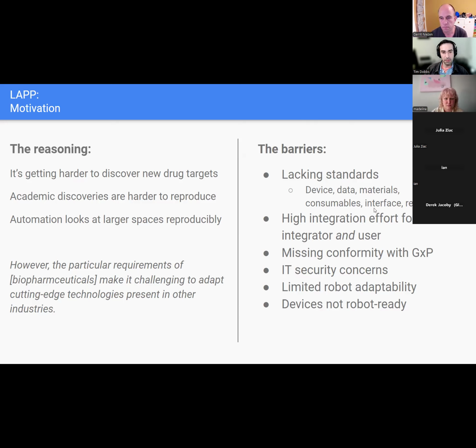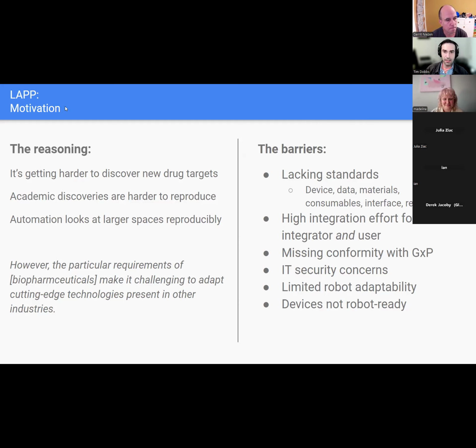But what they say is the particular requirements of biopharmaceuticals make it challenging to adapt cutting-edge technologies present in other industries. So they are laughing at us in biology and saying, hey, other industries are figuring stuff out, but your system is too complicated or something.